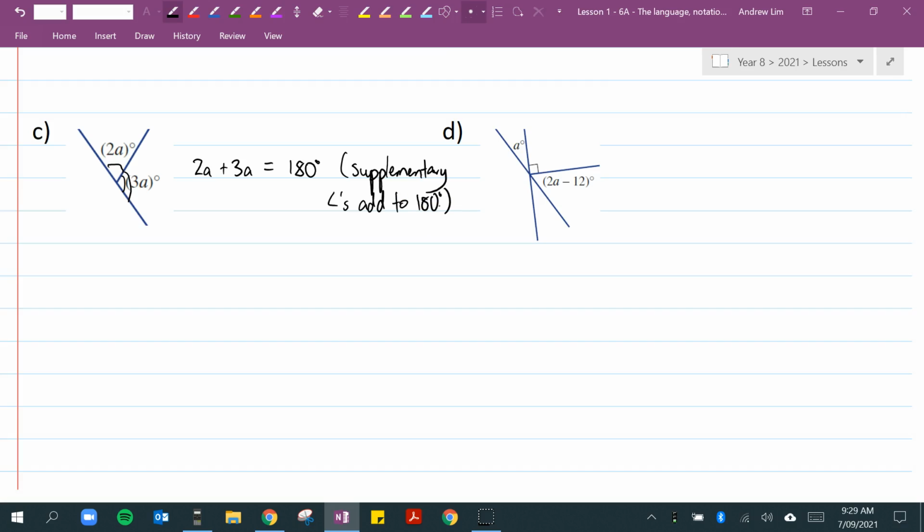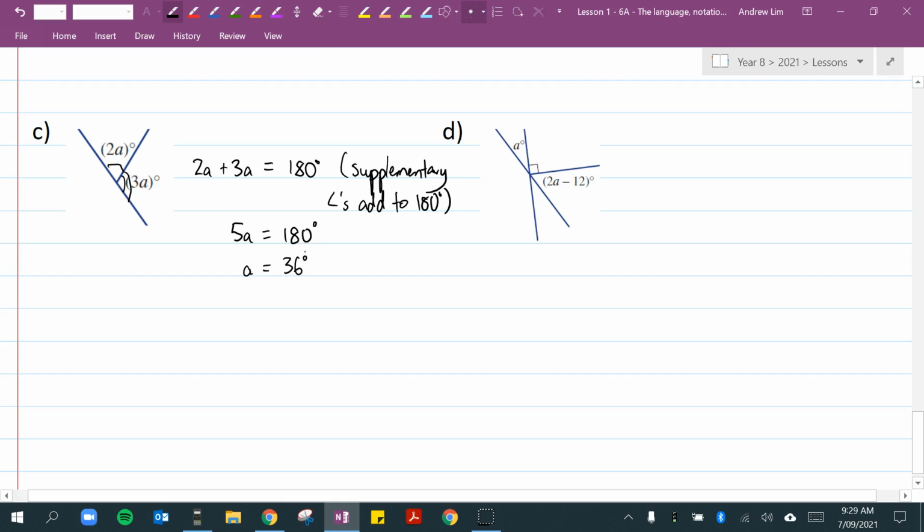What we're now going to do is simplify the left-hand side. 2a plus 3a is 5a, which is going to equal 180 degrees. And so if we want to work out a, we need to divide both sides by 5. And what do we get when we divide 180 by 5? We get 36 degrees.